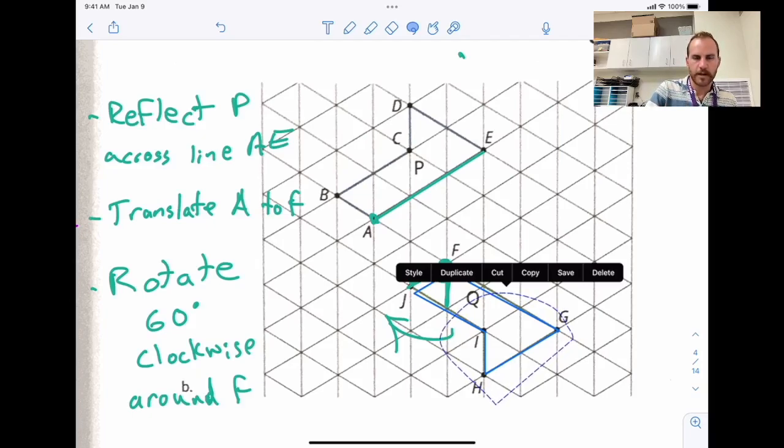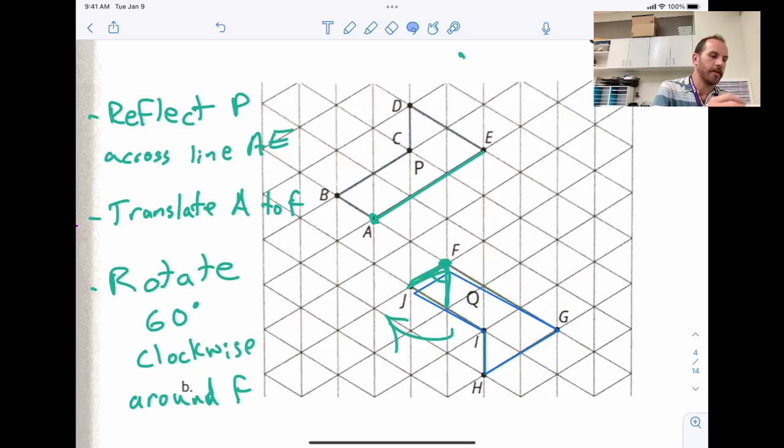So it was: polygon ABCDE is reflected over line AE. A is then translated to F, and a rotation of 60 degrees clockwise with center F is applied. Yeah, so that's the right answer on that one. Yeah, I got it. All right, sweet. So that's how we perform that transformation, or that sequence, I should say.